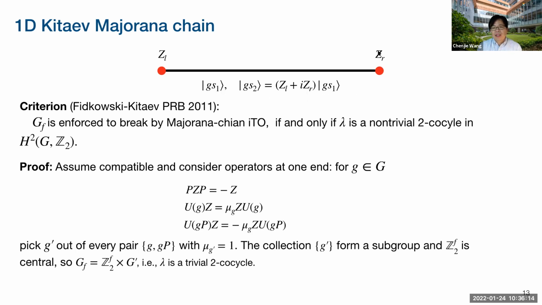So this Majorana operator Z, let's consider one Z at one end, and some symmetry, which may have a representation in this effective Hilbert space that is living on one end. So this Majorana operator, first of all, it anti-commutes with the fermion parity because it's a fermion operator, so we get a minus sign.